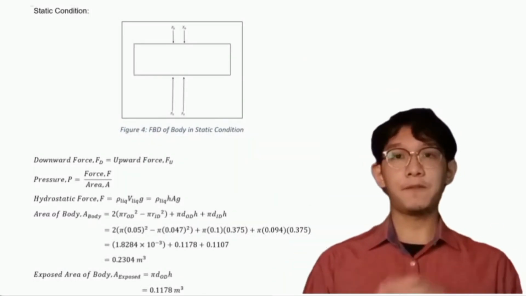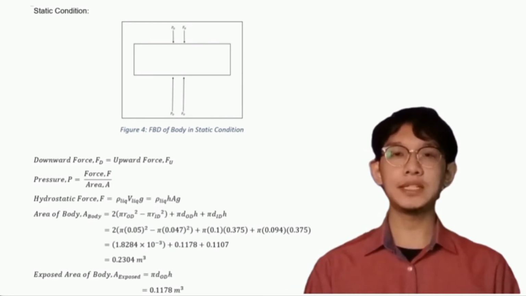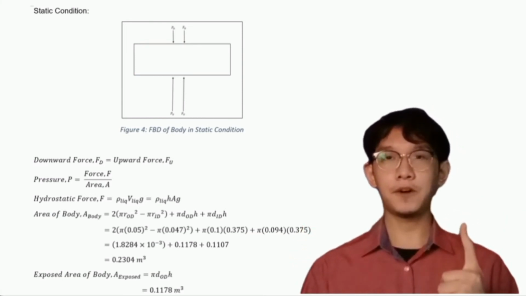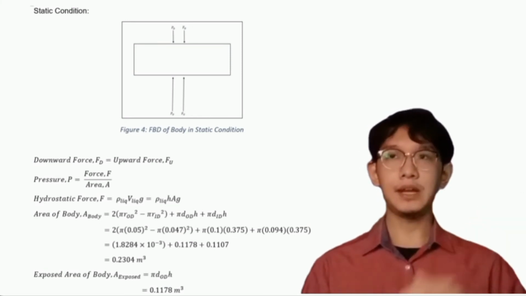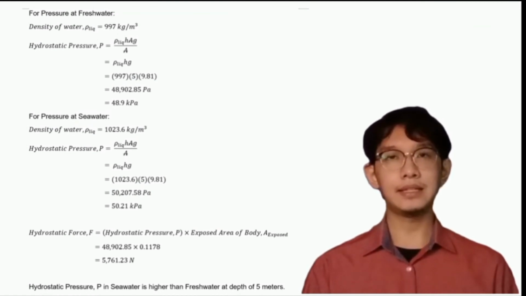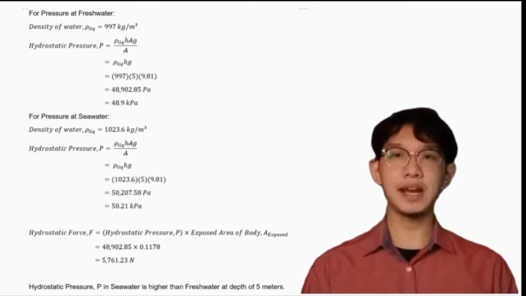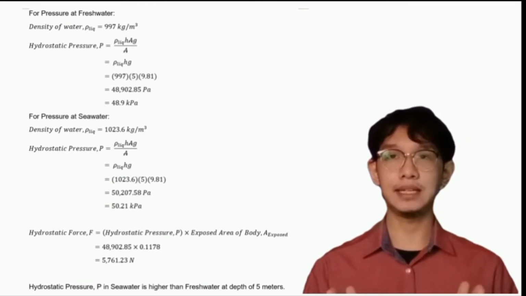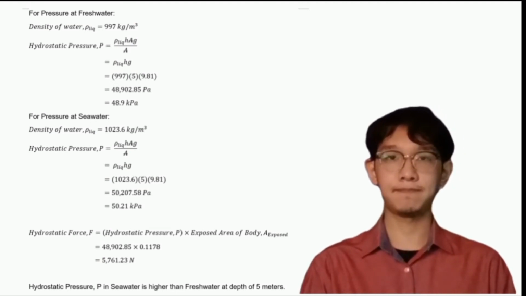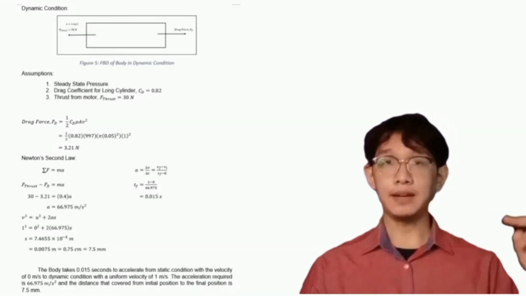In the static condition for the analysis, we would like to know how much the hydrostatic pressure is for both situations where the body is in fresh water and also seawater. Obviously, the upward force is going to be equal to the downward force in order to set a static condition assumption. By using the formula of density and two different values of density for both freshwater and seawater, we come to the conclusion that hydrostatic pressure in seawater is indeed higher than freshwater at about 5 meter depth under the water.